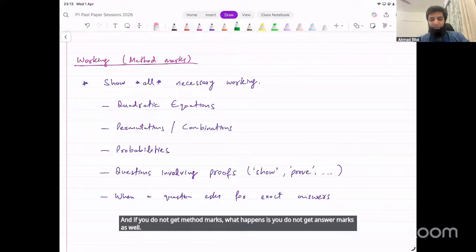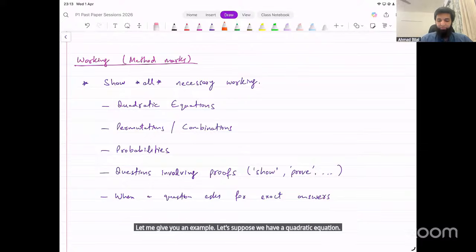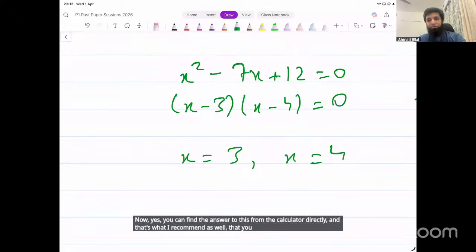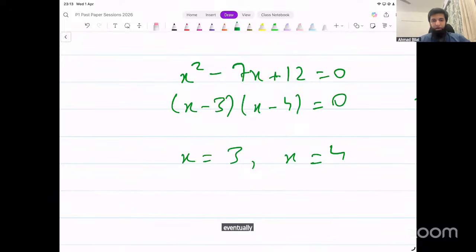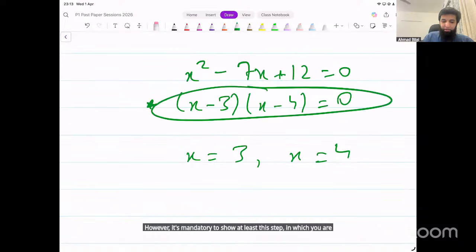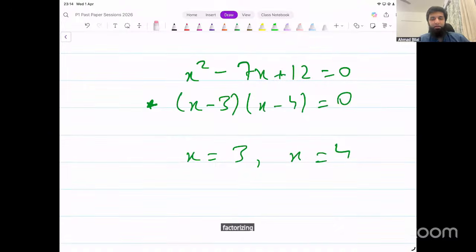And if you do not get method marks, you do not get answer marks as well. Let me give you an example. Let's suppose we have a quadratic equation. You want to solve this quadratic equation, x squared plus 7x plus 12 equal to 0. Now, yes, you can find the answer from the calculator directly, and that's what I recommend, that you eventually use your calculator to get the final answer. However, it's mandatory to show at least this step in which you are factorizing that expression. This factorized form is necessary for you to write down.